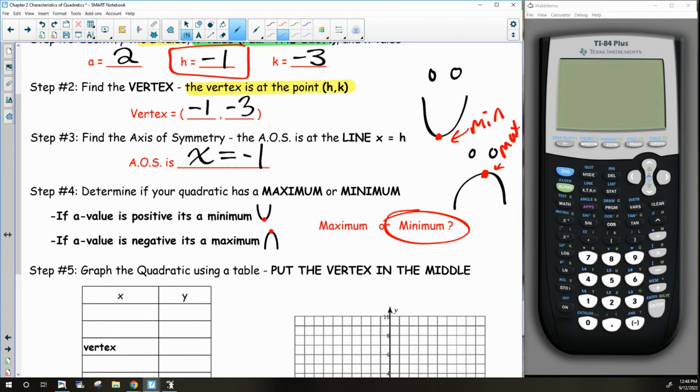How are we doing so far? Not too bad, not too shabby.